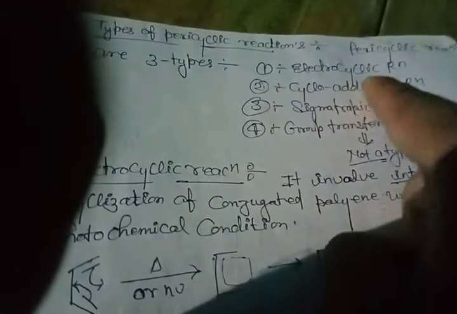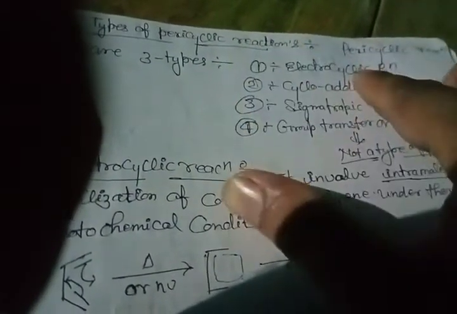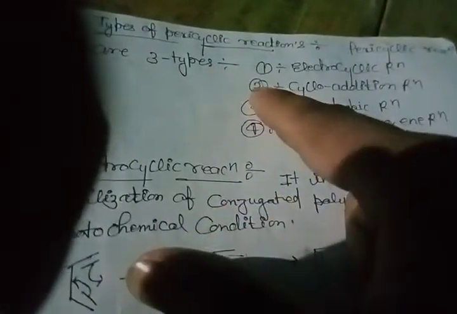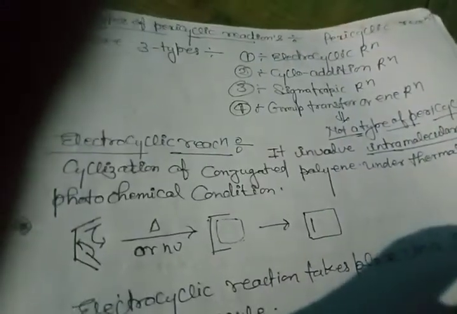Types of pericyclic reactions. Pericyclic reactions are generally of four types. First one is electrocyclic reaction, second one is cycloaddition reaction, third one is sigmatropic reaction, and fourth one is group transfer reaction. Actually, group transfer reaction is not a type of reaction, but it involves a reaction. First of all, we should try to discuss electrocyclic reactions.